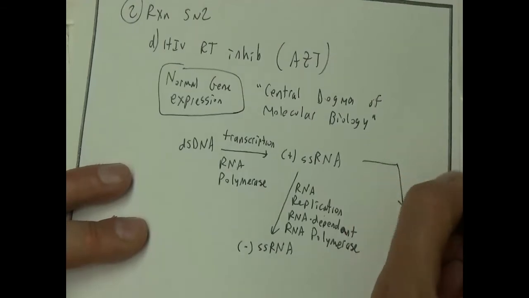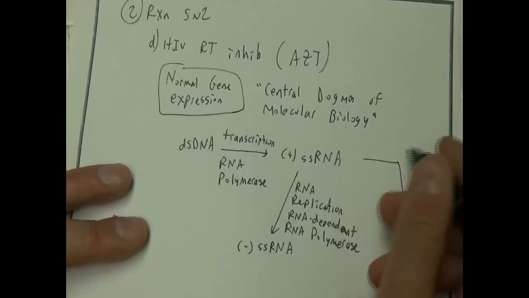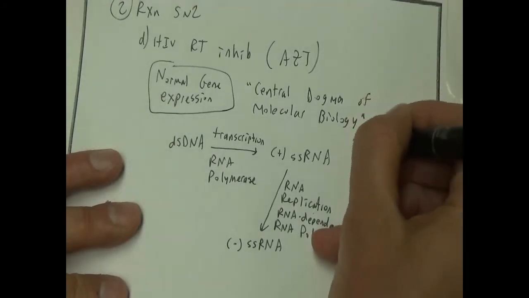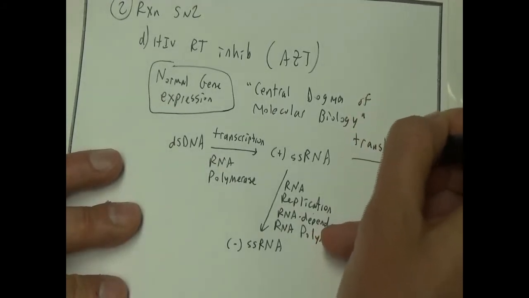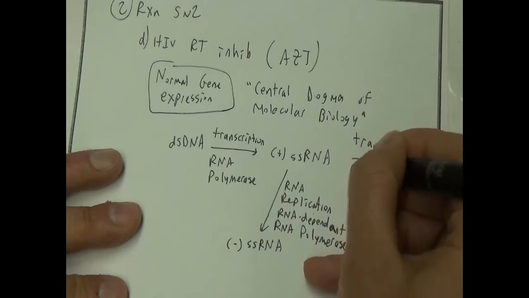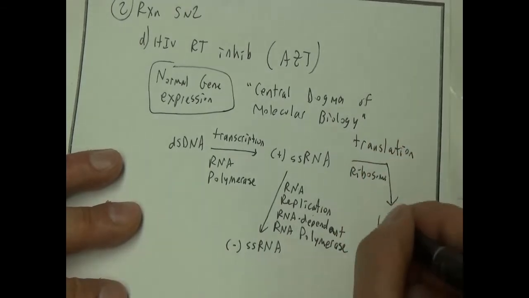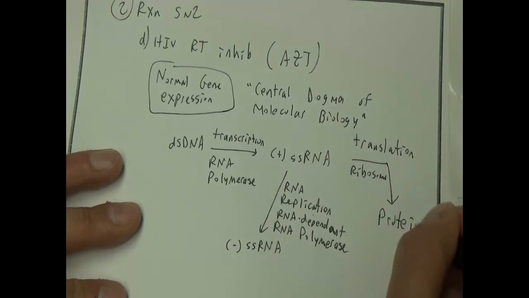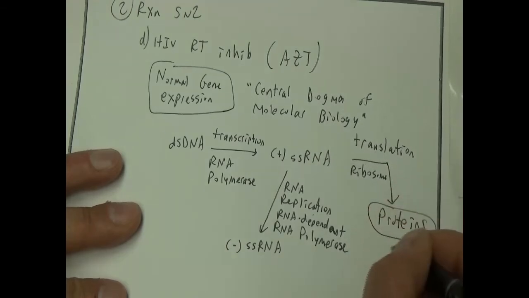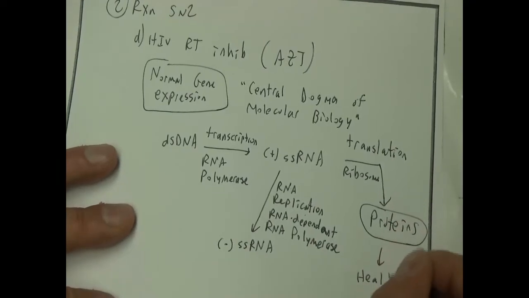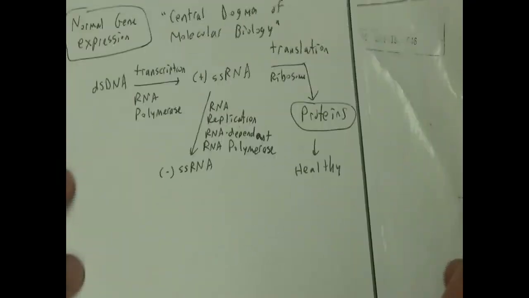Then essentially once you have RNA, usually a messenger RNA, translation occurs through the ribosome, and that generates proteins. And this is how genes are basically expressed in a healthy organism.